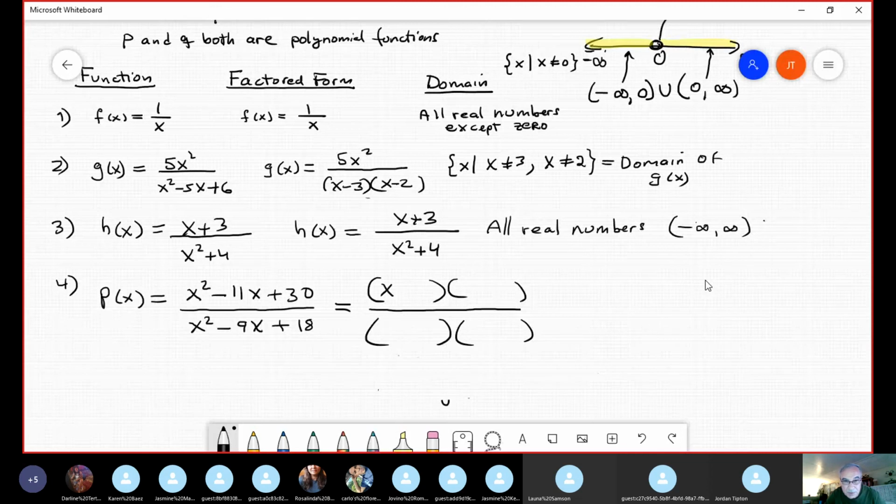The variable is x. So you get x minus 6 and x plus 5. 6 and 5, what sign? Negative both? Yes, you're right. And the second one, 18 and 9, 6 and 3. 6 and 3. What sign? You can make them both negative, right? Yeah. You're right.